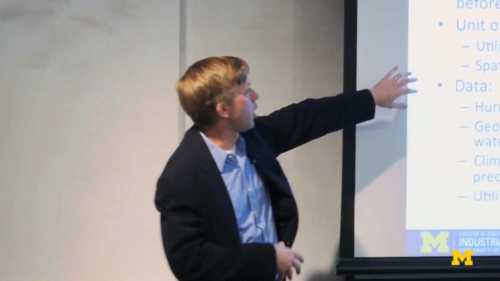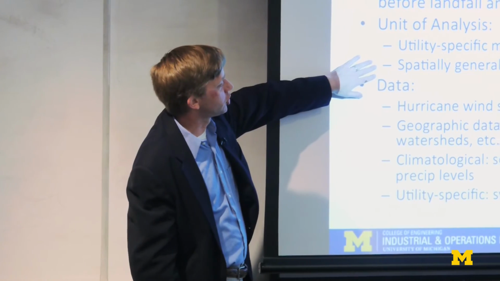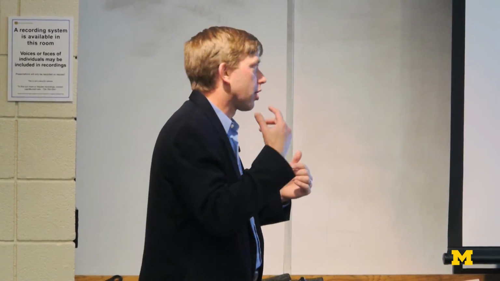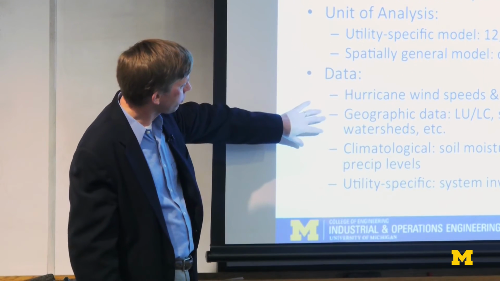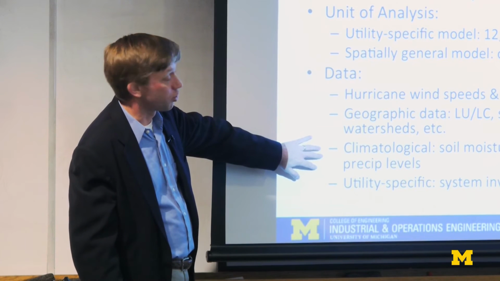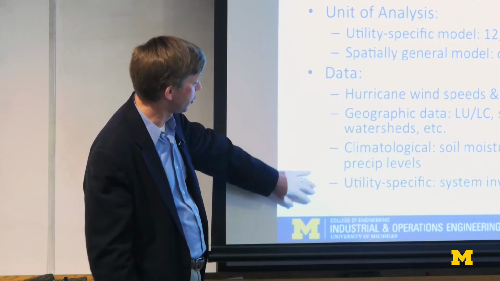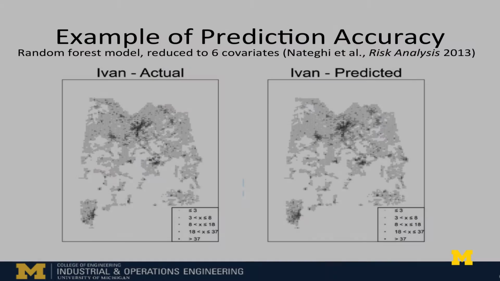With the utility one, we know where the poles are, we know where the lines are, we know a lot about the power system. With a spatially generalized one, we don't. So the data that goes into this are things like our hurricane wind speed model. It's a parametric wind field model, basically a spinning vortex model, that we've validated in the central Gulf Coast region. In some of the models, we have things like soil type, topography, soil moisture levels right before the storm, these sorts of things, not when we're doing long-term projections. And then with the utility specific, we have things about the power system.